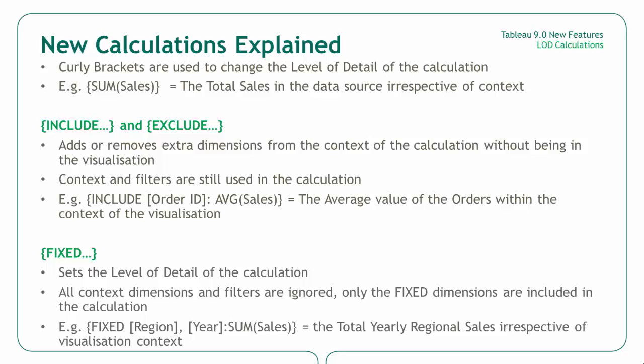Lastly, if we write fixed in the curly brackets before the calculation, we set the specific level of detail. This calculation will never be affected by the dimensions and filters in our visualization. For example, the sum of sales with a fixed region and year will always calculate the total regional sales for each year, irrespective of the visualization context.